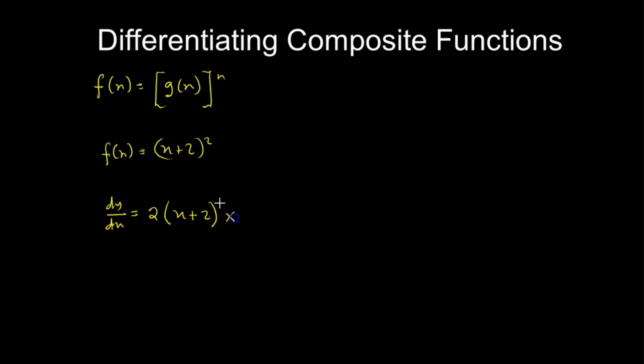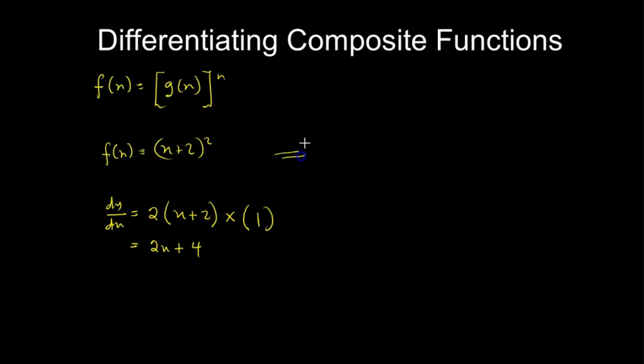Then you multiply this first function with the differential of the inner function. The differential of this gives us what? 1, because when you differentiate x, you get 1. You differentiate 2, you get 0. So finally, you obtain 1 times 2 is 2. So you have 2x plus 4 as a final answer.